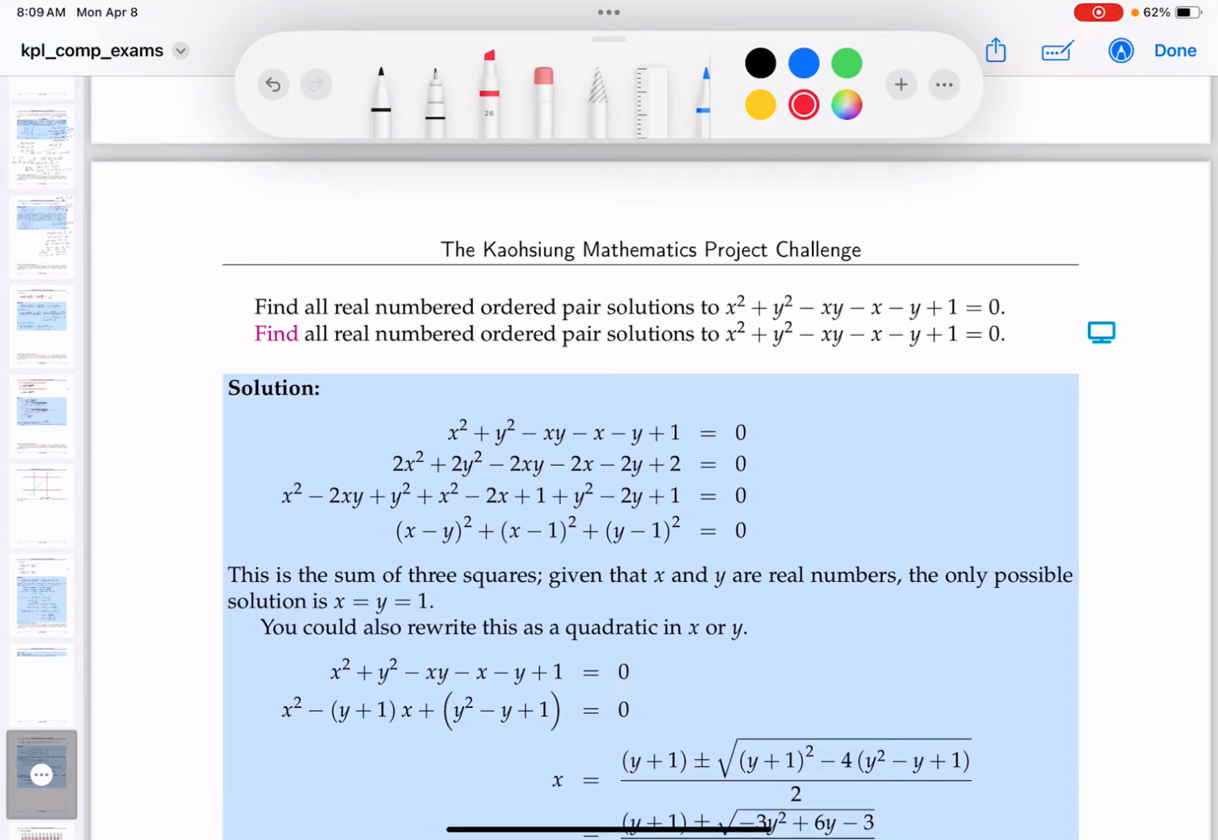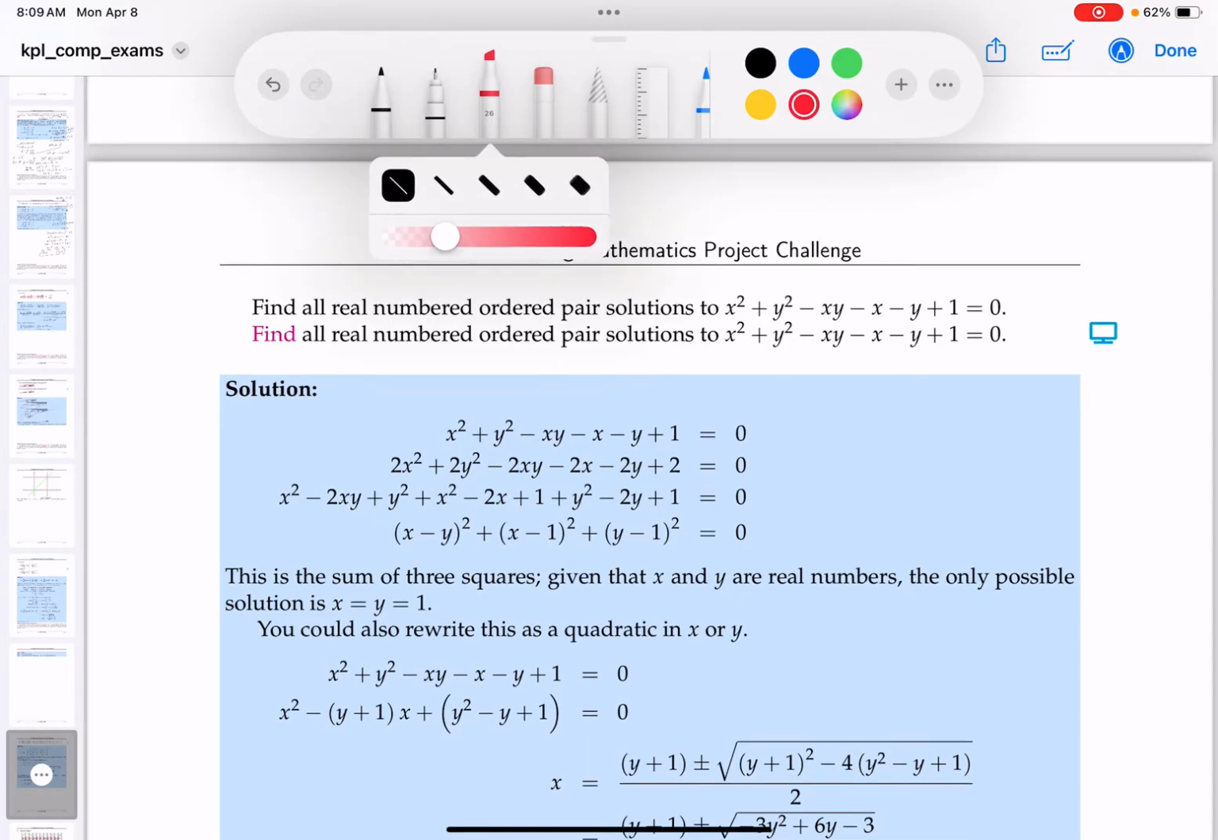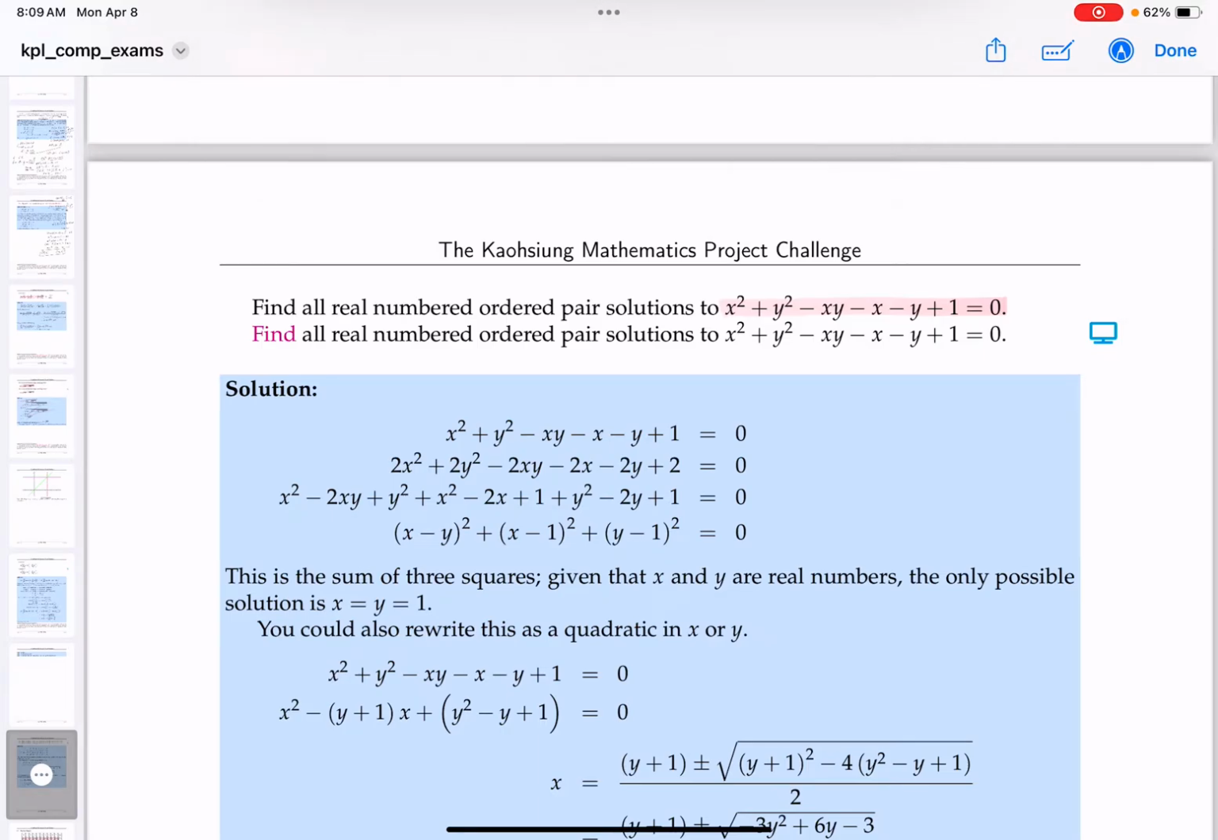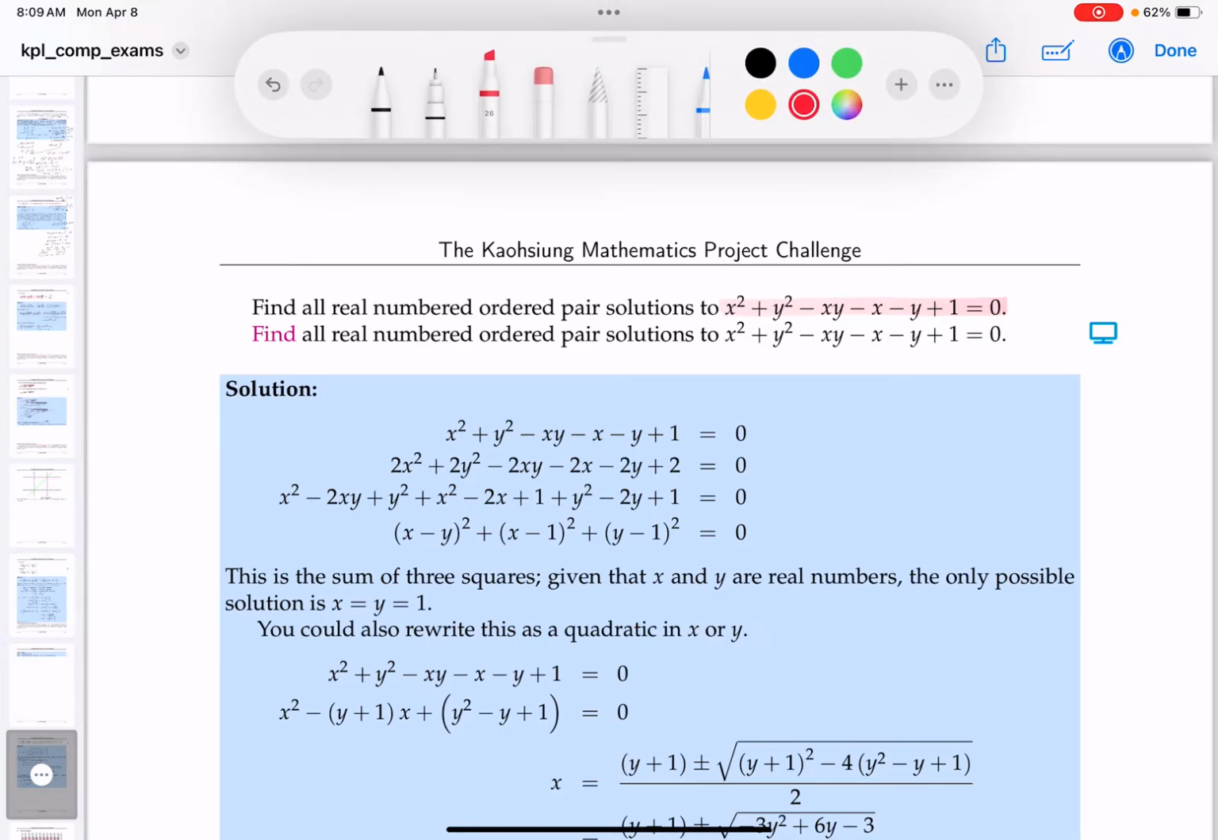Okay, so find all real numbered ordered pair solutions to this problem over here. And this was on Reddit. Certainly if you look at the Reddit thing, you'll see a variety of people chiming in about how to do it. I think these are probably the two most popular ways of doing it.